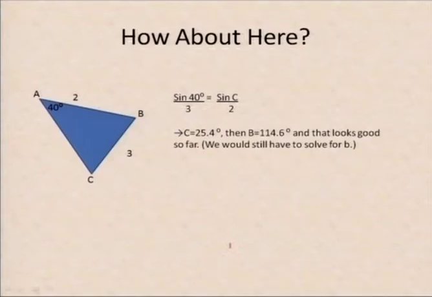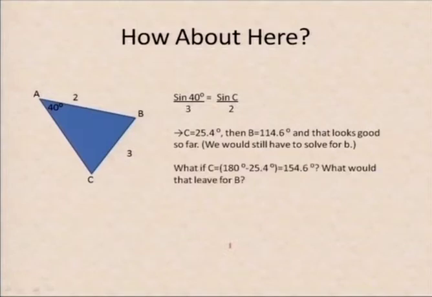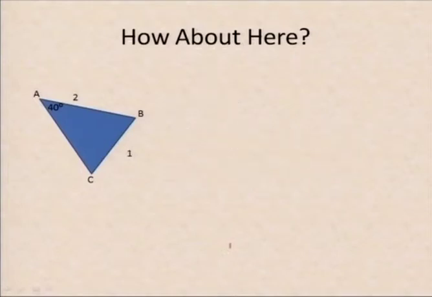But we want to think at the same time, is there another possibility for angle C? We solved and got 25.4. Is it possible for angle C to be 154.6? Think about that for a minute in terms of what that would leave for angle B if angle C was 154.6. Okay, what did you determine from that? Well, if you had 154.6 and 40 degrees, looks like that would have been too many.